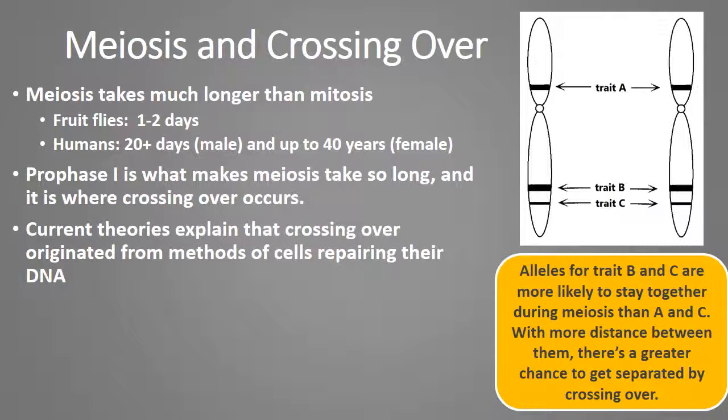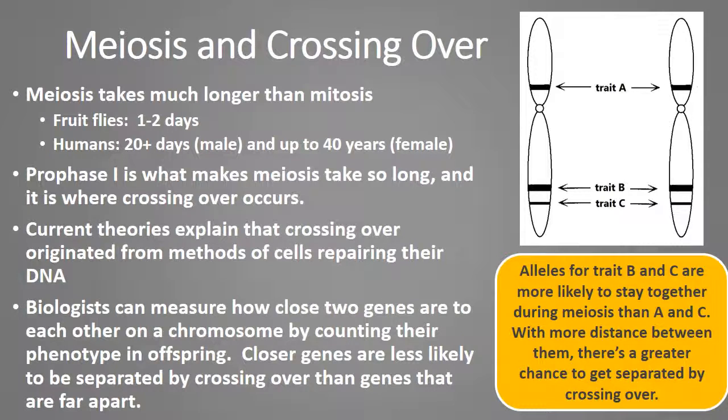We have theories that explain crossing over in terms of DNA repair mechanisms. That's where it's thought to have originated. And on the right there, you can kind of see a little diagram I put together that shows 3 different traits, or the genes that control 3 different traits that are all on the same chromosome. B and C are close together on a chromosome, and A is further away.